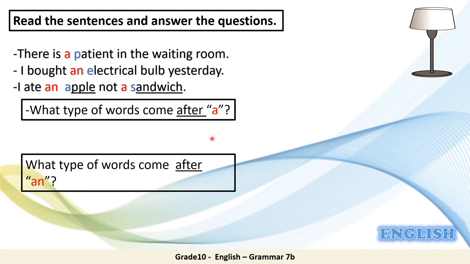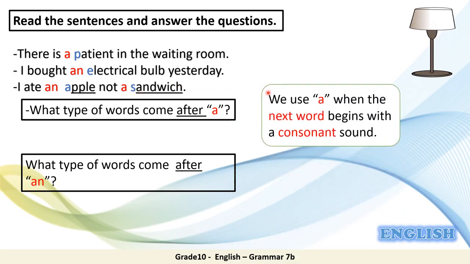Let's answer together. Let's look at the first word. It's a patient. What do you notice about the initial sound? Is it a consonant or a vowel? Let's take another example. A sandwich. What do you notice also about the first or the initial sound? Is it a consonant or a vowel sound? That's correct. So, we use a when the next word begins with a consonant sound.